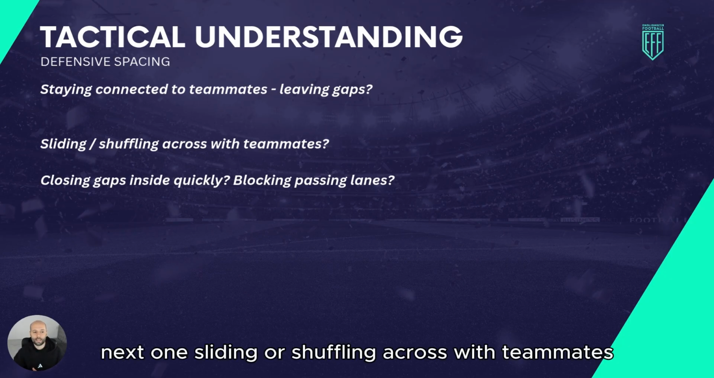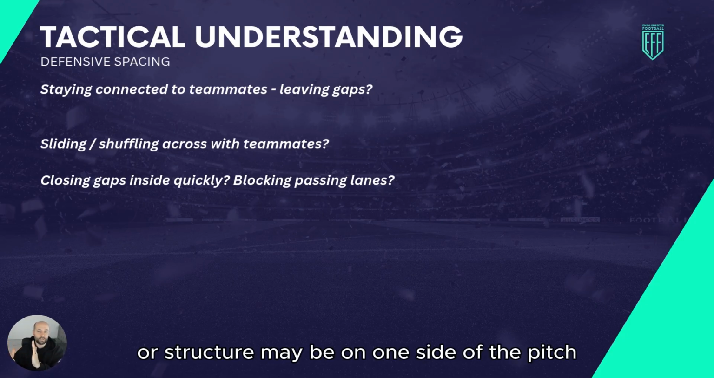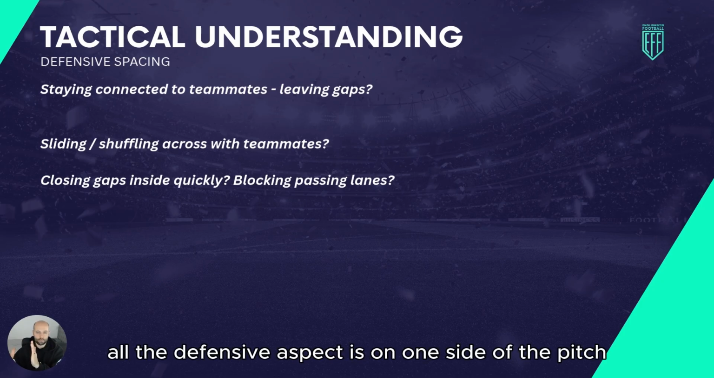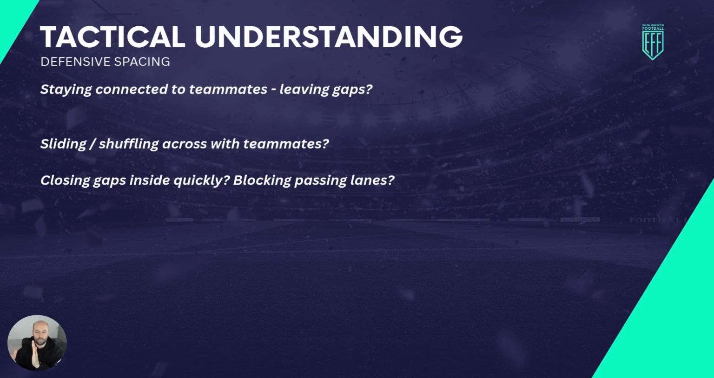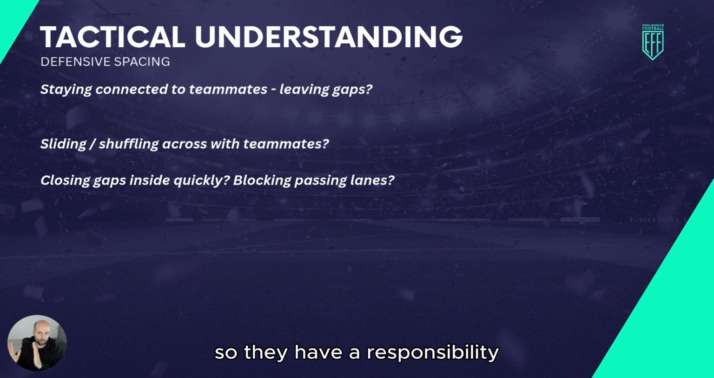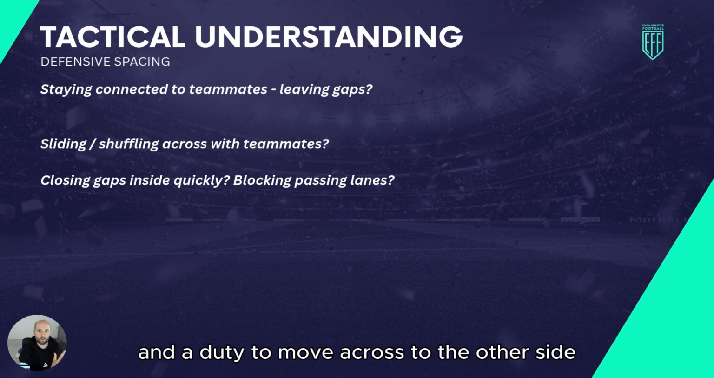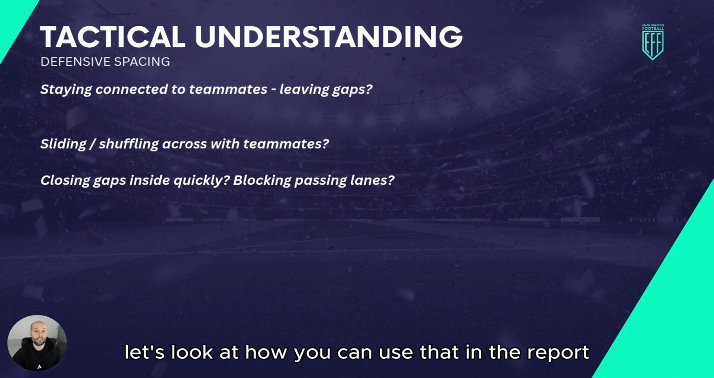Next one, sliding or shuffling across with teammates. This means that the defensive shape or structure may be on one side of the pitch. So all the defensive aspect is on one side of the pitch. And when the opponents move the ball to the other side, do they move across together, or is one player not shuffling across? They have a responsibility and a duty to move across to the other side. We call it sliding or shuffling. Let's look at how you can use that in the report.